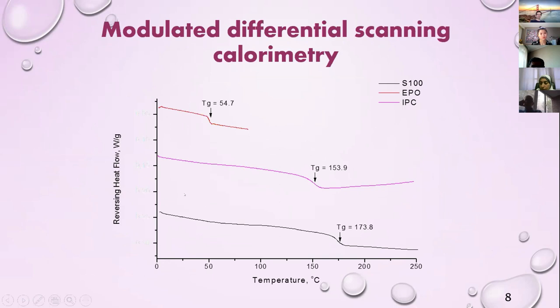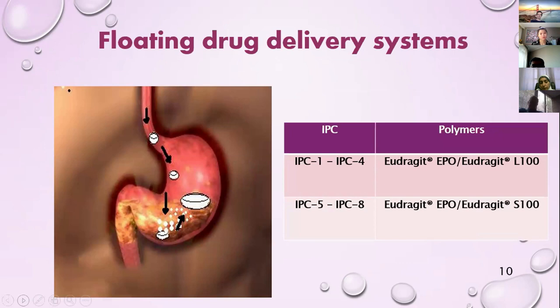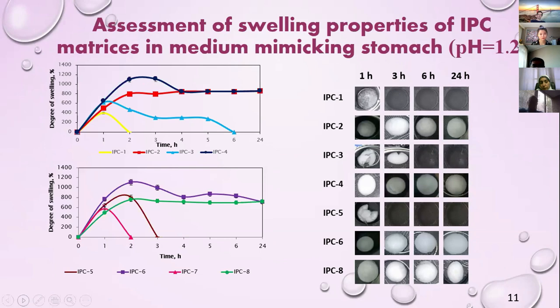But then we decided to check whether it is possible to use our interpolymer complexes as carriers for gastroretentive drug delivery systems, and especially for floating drug delivery systems. We've taken 8 samples of our interpolymer complexes, as you can see from this slide. The third step was to assess the behavior of our interpolymer complexes in medium with pH 1.2. And we made compacts with our interpolymer complexes by direct compression.